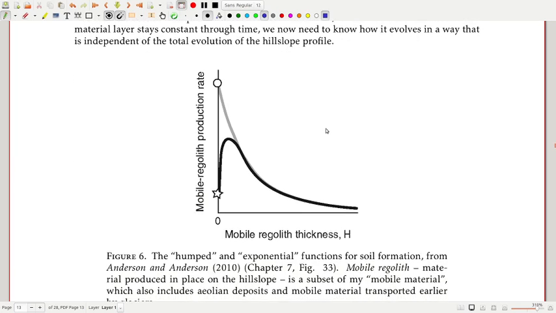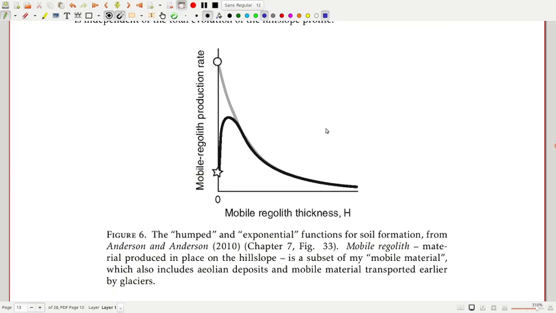All right, so that's this first part that has to do with density and whether it fluffs up or compresses down. But the next piece here, we have to start thinking about the humped and exponential functions, so these different functions that show us what soil production rate should look like through time.